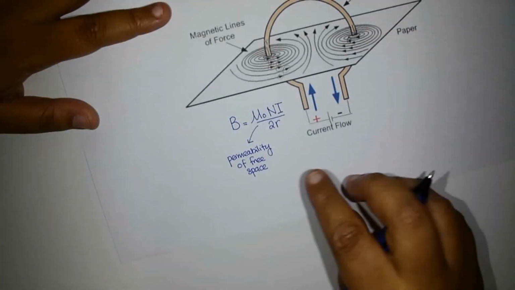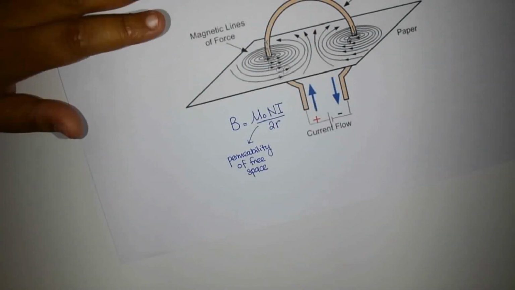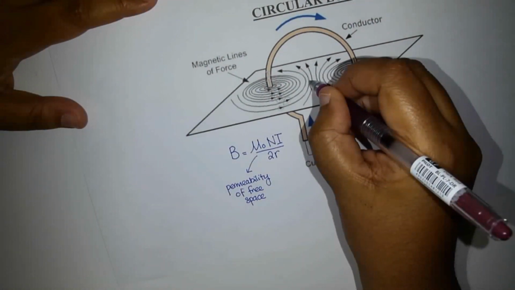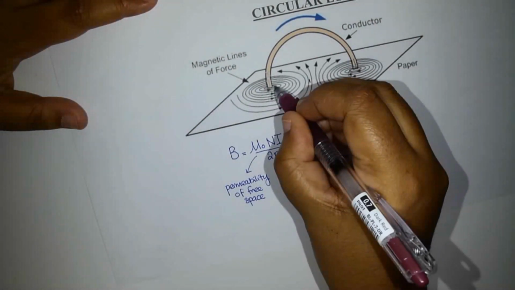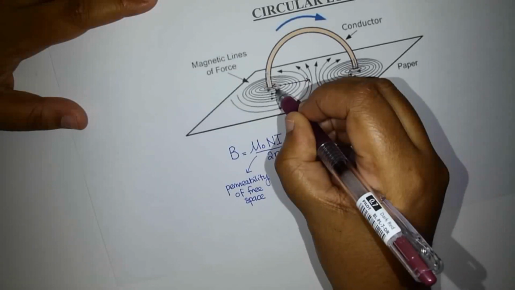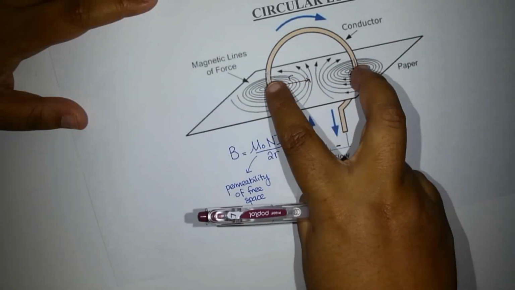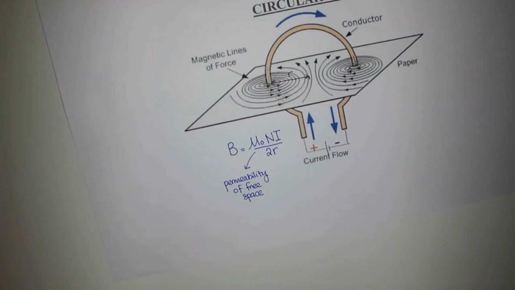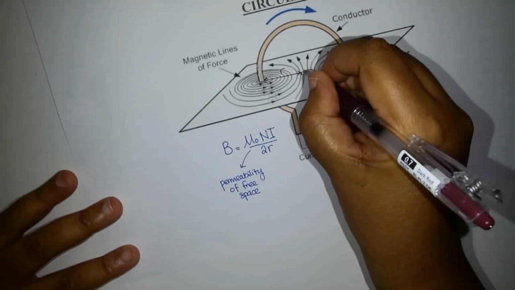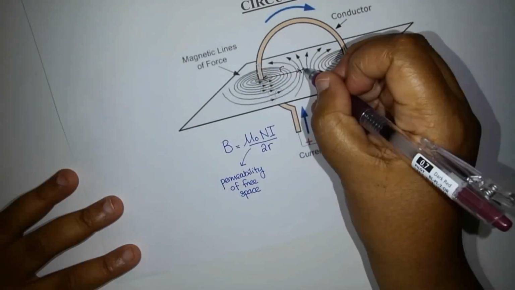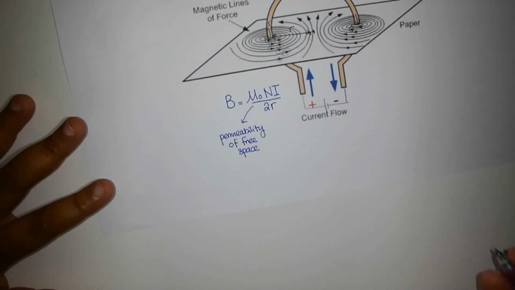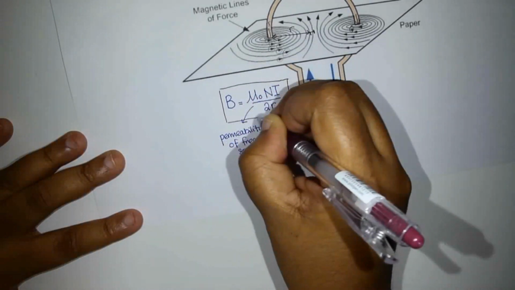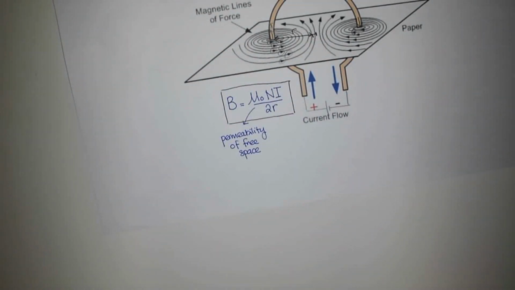And what is R? R is the radius of the coil, which is from the center here to here. So this will be the radius. From here to here will be the diameter, and from here to here will be the radius. This is the center. So this will be the formula to find the magnetic flux density for a circular loop.